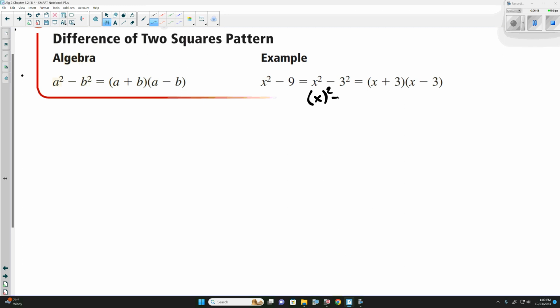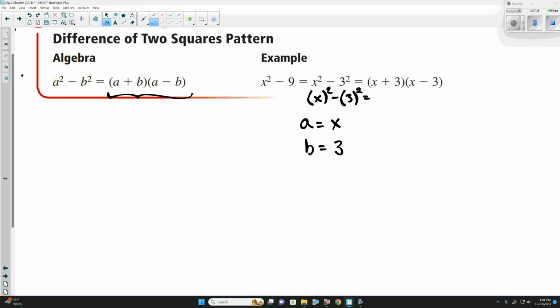And if we look at it as what's being multiplied by itself, our a and b values, here we can say x squared is, well, x times x. 9, well, what number times itself is 9? It's 3. And so for us here, in the general form where we had a, we would replace it with x, and b is 3, so it would be replaced with 3, giving us x plus 3 times x minus 3.